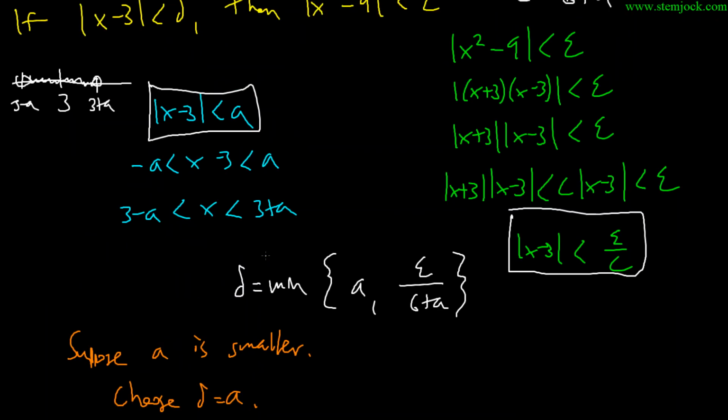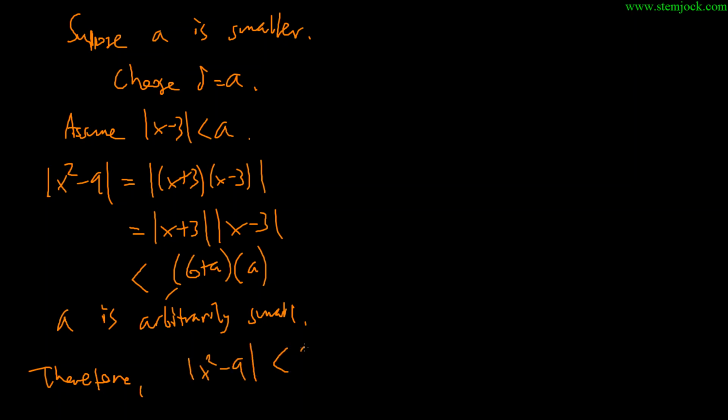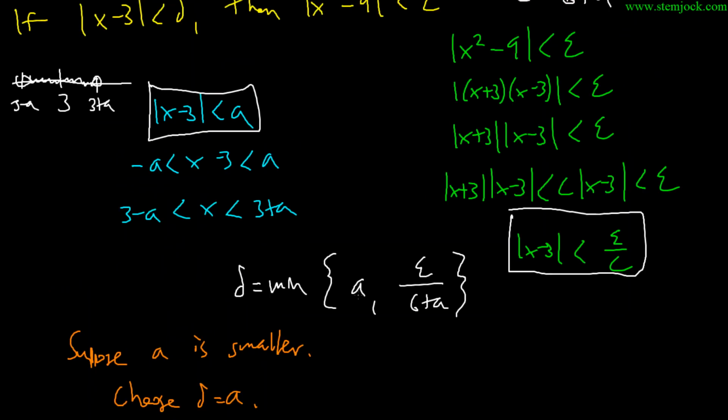Now, A is an arbitrary positive number. I can take it to be as small as I want, so much so that it is less than epsilon. So I should write it out. A is arbitrarily small. Therefore, I can make this right side as small as I want to, including epsilon. The absolute value of x squared minus 9 is less than epsilon. This is the consequent, and this part of the proof is done.